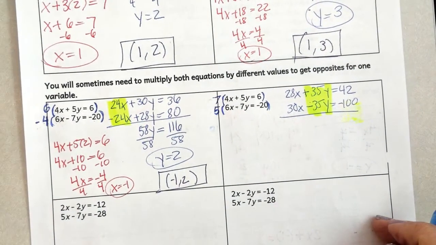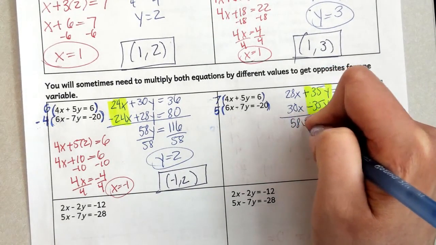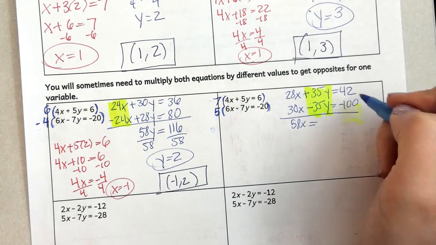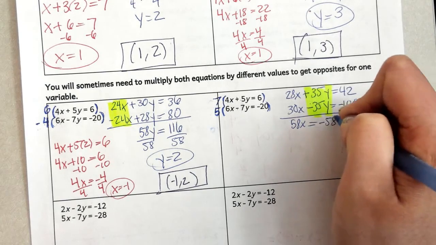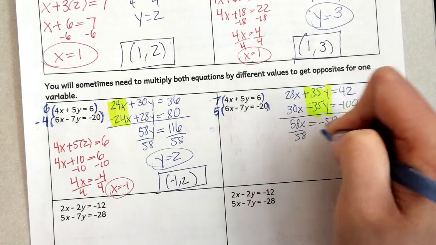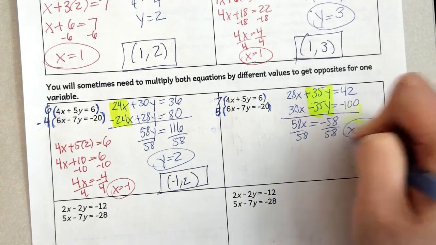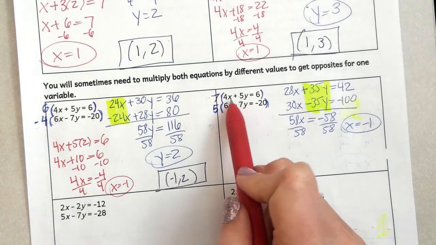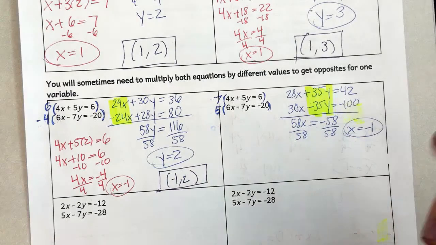So 28 plus 30 gives me 58x equals, and 42 minus 100 gives me negative 58. Divide by 58 on both sides, and I get x is negative 1. I plug that back in. Again, it can be either one. I'm going to pick the top one since all of the numbers are positive.